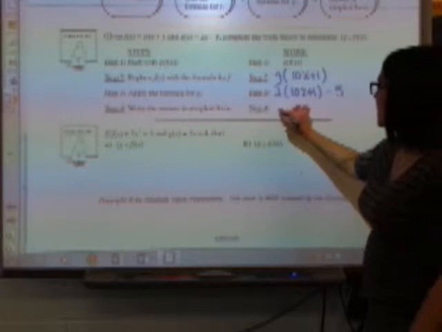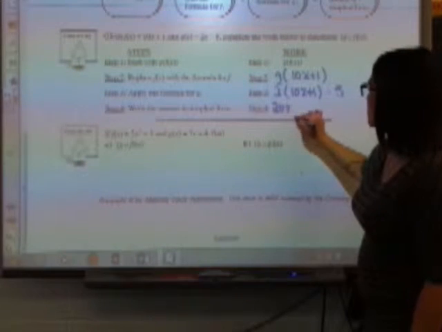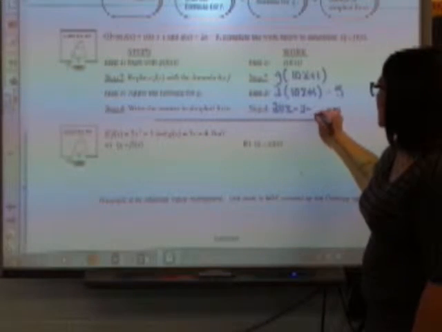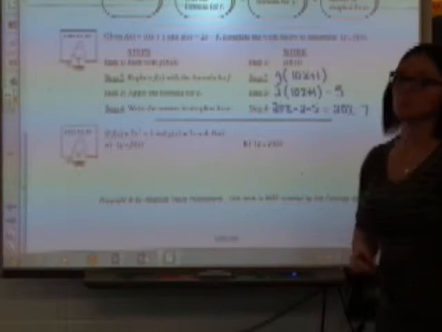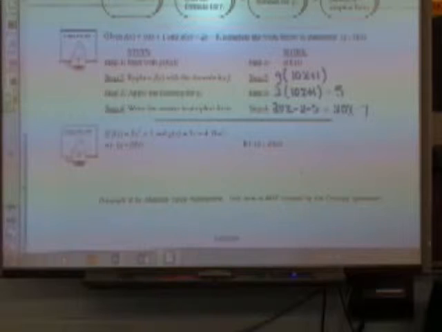Simplify by removing the brackets. And I get 20x minus 2 minus 5, or 20x minus 7. Or sorry, what did I do wrong here? Oh, plus 2, there we go.